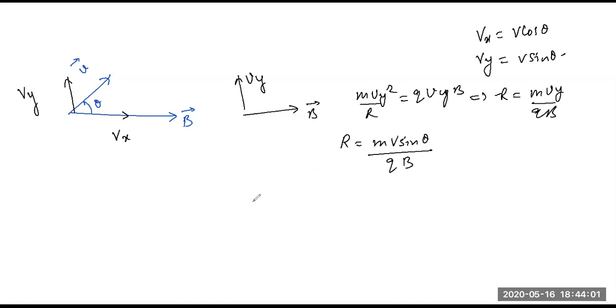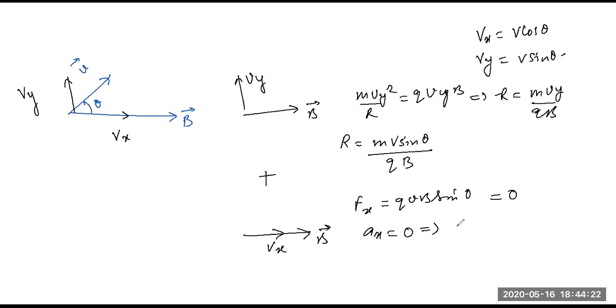Plus there's a motion like this, that magnetic field is here and velocity vector is in the direction of magnetic field, and we know that Fx will be q v b sine 0 because the angle between v and b is 0. So this force will be 0. So what does force 0 mean? Acceleration in x direction will be 0, which means whatever the velocity in x direction is, it will remain constant.